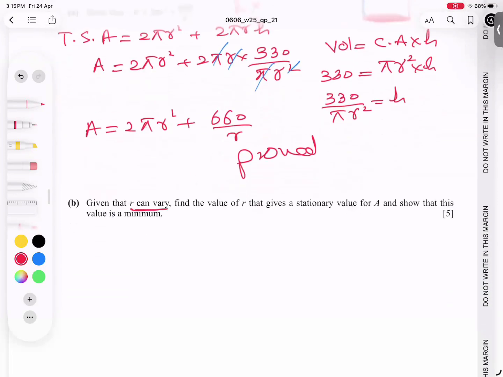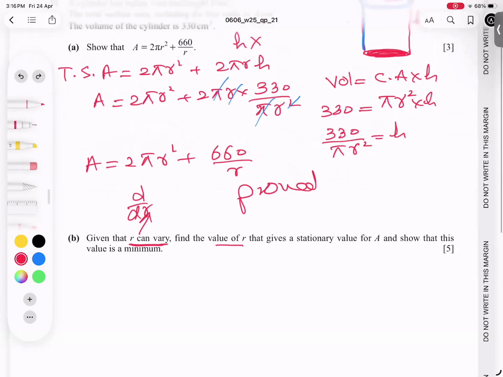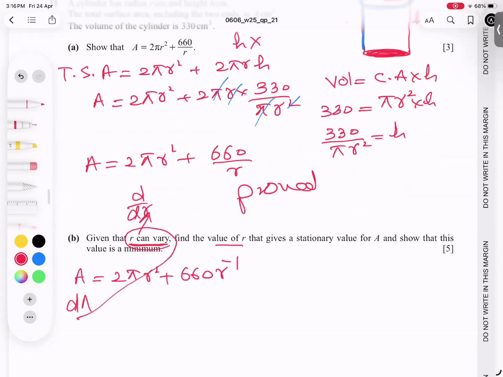If r can vary, it means differentiate with respect to r. We need to find the r value and the stationary value of A. So we need the r value only, not the stationary value. Okay, let's start. What to do? Can I differentiate directly? No way. I am bound to bring it up. So this is 660 r to power minus 1. Differentiate, because he said r can vary, it means differentiate with respect to r.